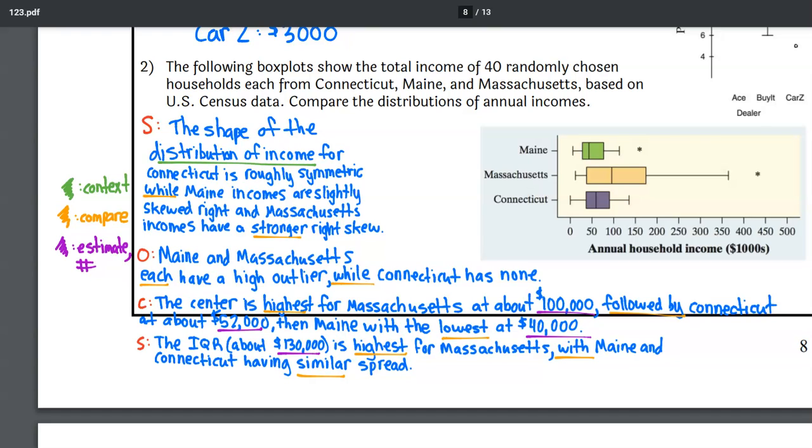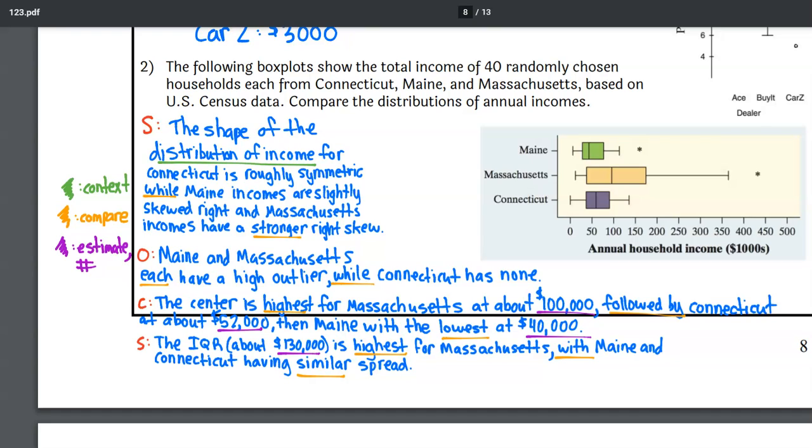Okay, so look at the shape. S, the shape of the distribution of income. So our comment for the shape of the distribution of income for Connecticut, here's Connecticut, is roughly symmetric. So look at the wording, is roughly symmetric. It doesn't have to be perfect, but you could use that wording, roughly symmetric. So look at the box for Connecticut. It looks pretty symmetric, pretty even on both sides. This whisker looks almost the same as this whisker.